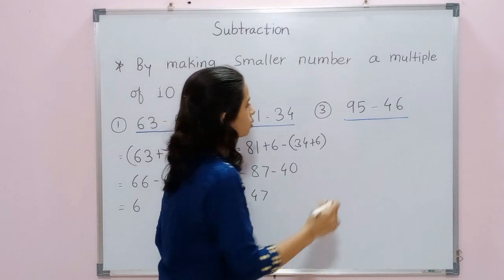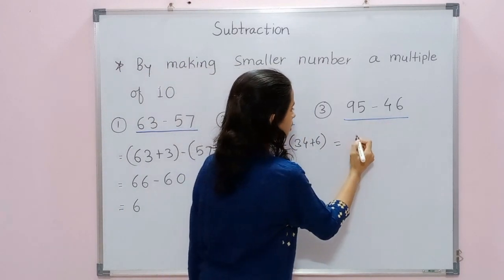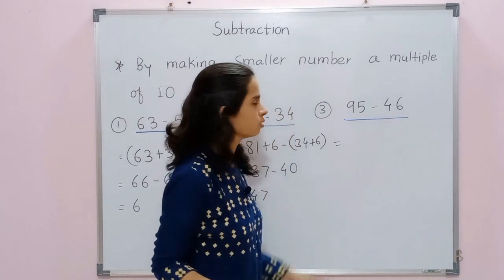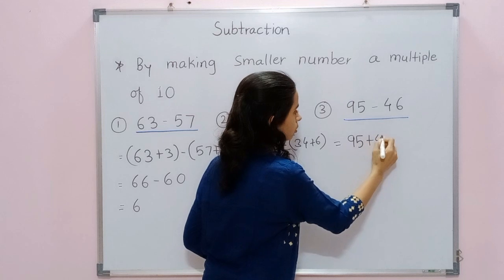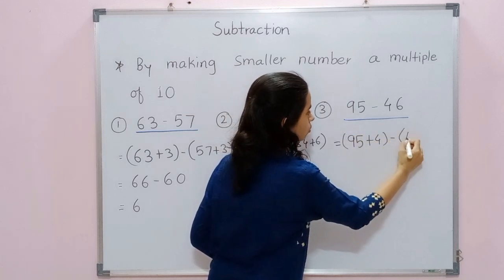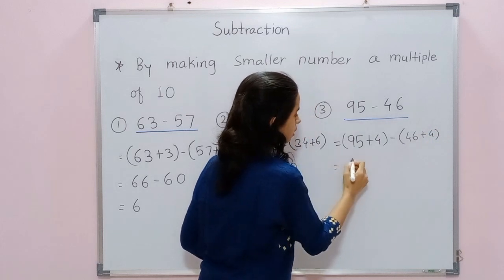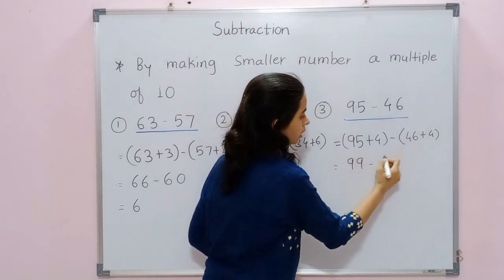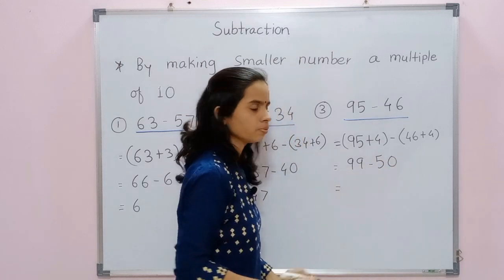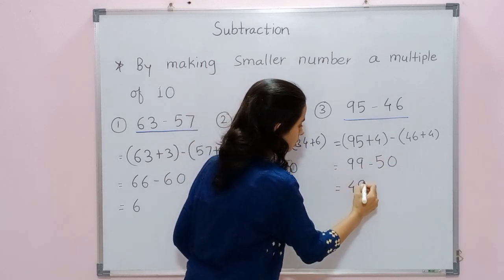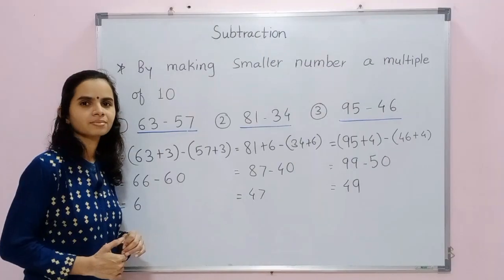Another example is 95 minus 46. Here we will add 4 in both the numbers. 95 plus 4 minus 46 plus 4. Here we will get 99 minus 50. 99 minus 50, we will get 49. In this way we can solve these type of examples.